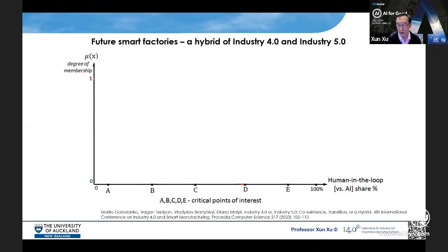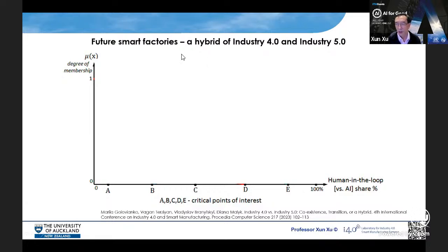Well, as it turned out, I just came across this paper. I wondered whether I was the only person thinking about Industry 4, Industry 5, and artificial intelligence, and it turns out I'm not alone. This paper was published this year and presented at a conference last year, the International Conference on Industry 4 and Smart Manufacturing.